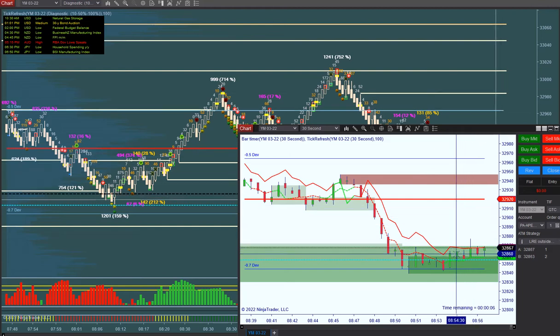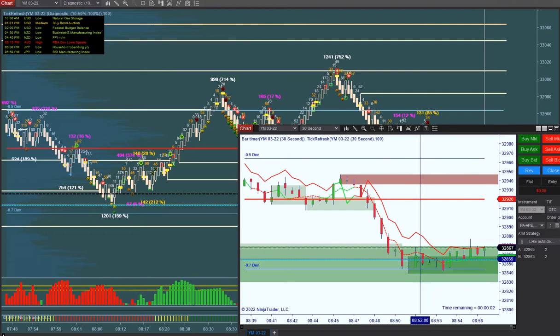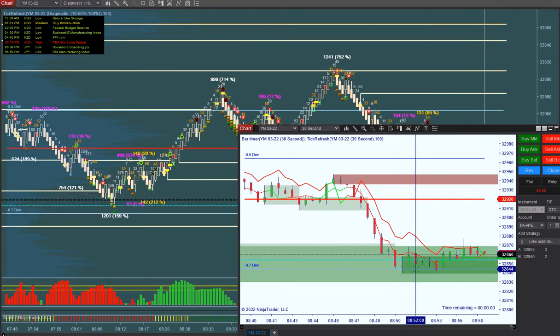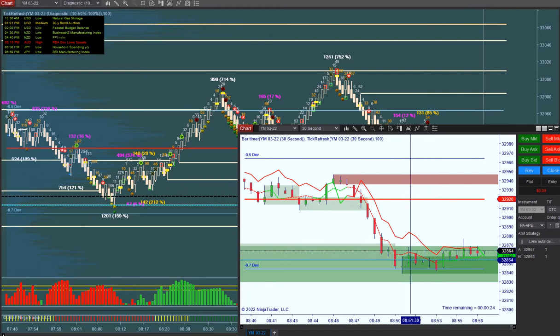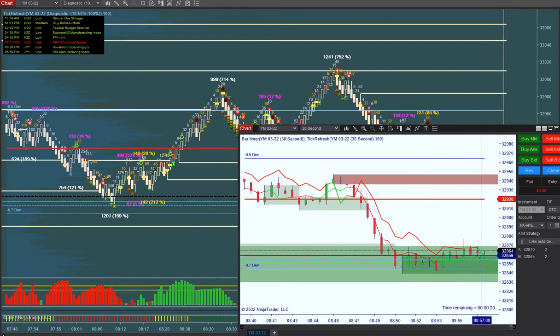Came down, chop, chop. Now, if it would have come down, hit here, and then pulled up to here, like I was saying, then it would have been nice. But it chopped, chop, chop, chop, chop. Got your spike here, chop, chop, chop. So if you're in this trade right now, you'd still be in it. You'd be kind of sweating it.